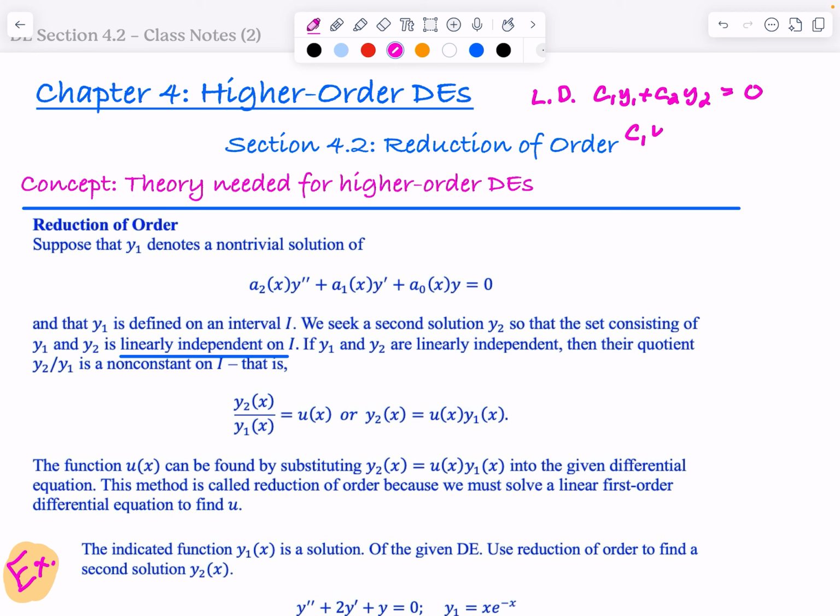So I can manipulate this by moving things around. I'm going to move the second term over, and then divide both sides by y2 and divide both sides by c1. So if they are linearly dependent, then since that first equation was true, this expression, negative c2 over c1, since those were originally constants, and I know those constants exist, is a constant the whole time. So y1 divided by y2 will always give me a constant.